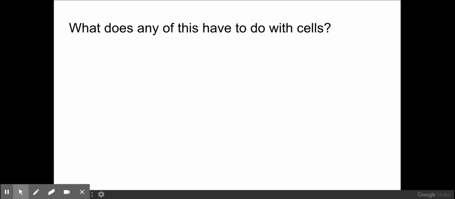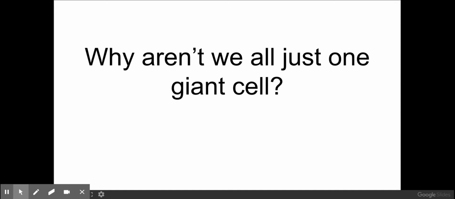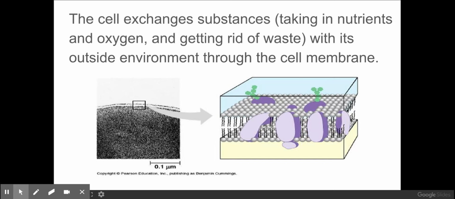Okay, so now we're going to get to cells. Again, why aren't we all just one giant cell? Why did we choose group work? Well, a lot of it has to do with this concept. All cells exchange substances, either taking in nutrients and oxygen or getting rid of cellular wastes, through the cell membrane, right? So that's the surface area portion. And it needs to be able to do this efficiently. It can be active or passive depending on the substance and the concentration gradient, but it all goes through the membrane because that is what keeps the inside in and the outside out.